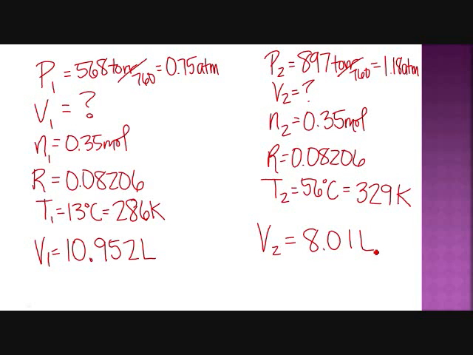Oh wait, I divided it backwards. 0.35, 9.3 times. I got 10.952. Okay, 10.952. That's fine. Yep. I think mine was a little bit more accurate because I used the 0.15 with mine.